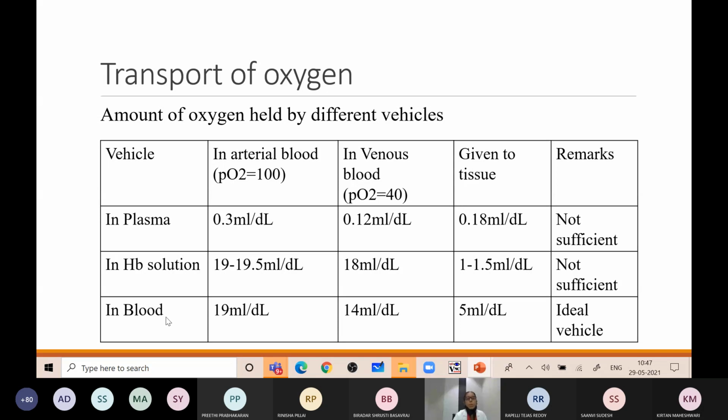So in total blood, in arterial blood the oxygen carried is 19 ml per 100 ml, and in the venous blood it is 14 ml per dl. So the difference is 5 ml per dl. So blood is the ideal vehicle for transport of oxygen, not only the plasma, not only the hemoglobin, but both of them together, that is blood, is the ideal vehicle for transport of oxygen.